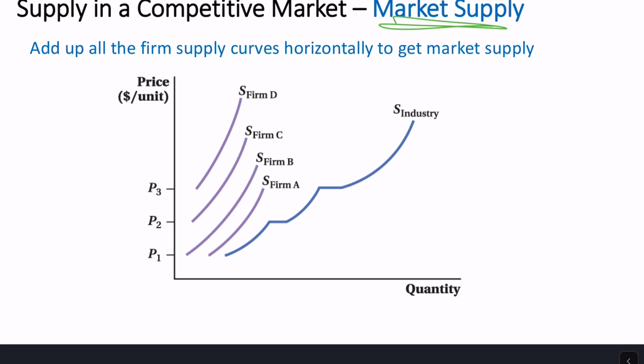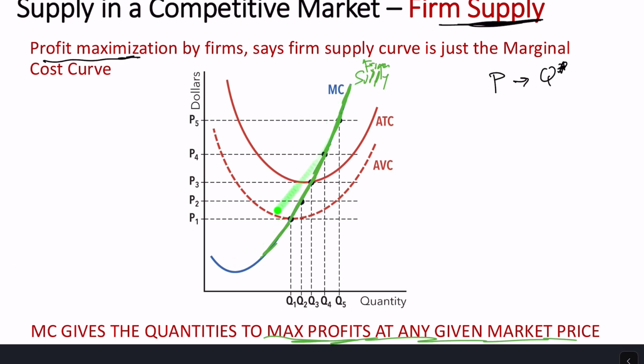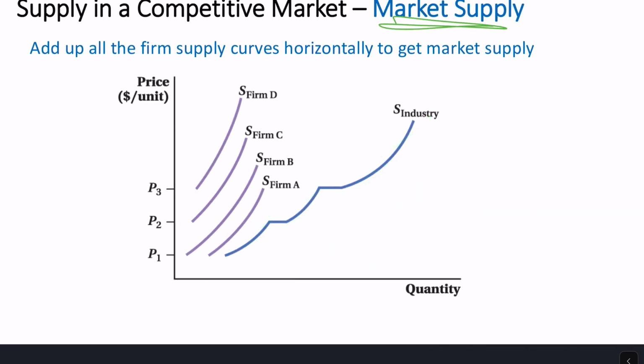So the point is that we're just adding up all the individual firms horizontally to get that market or industry supply curve. If we have 100 firms, we just have 100 copies, and we'll shift it out. We're not really going to do anything with this in terms of problems. I just want to give you the backstory of how we get from the supply curve for the individual firm to the market. We just add them all up horizontally to do that.